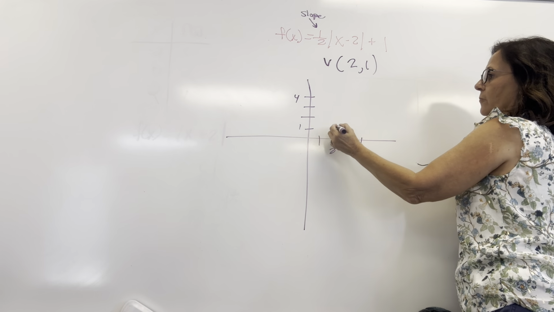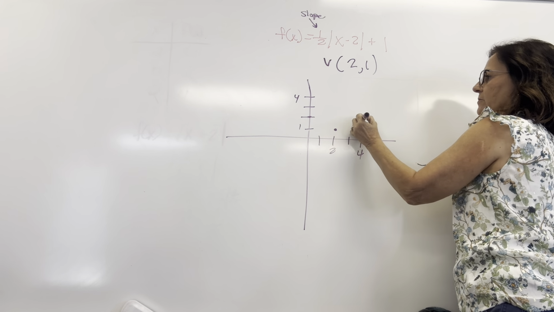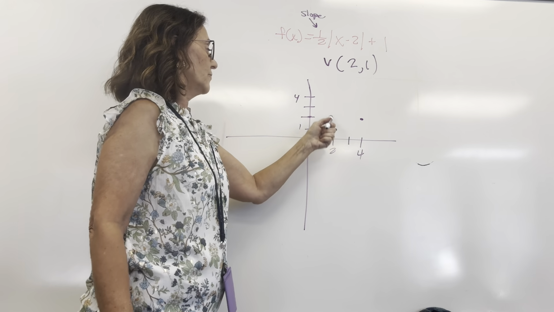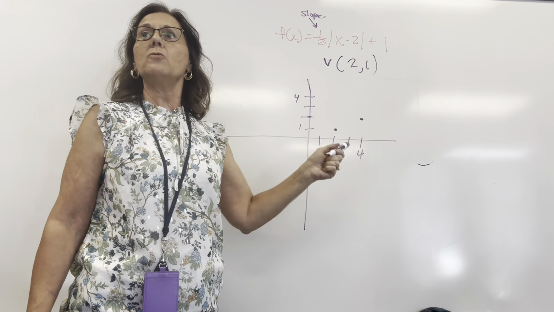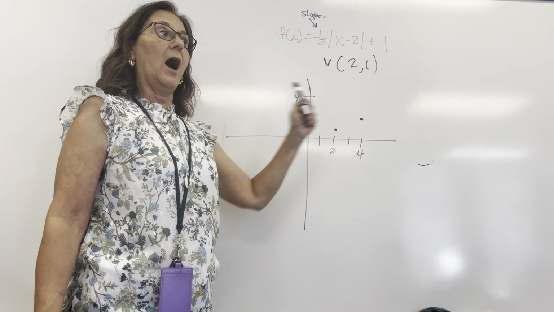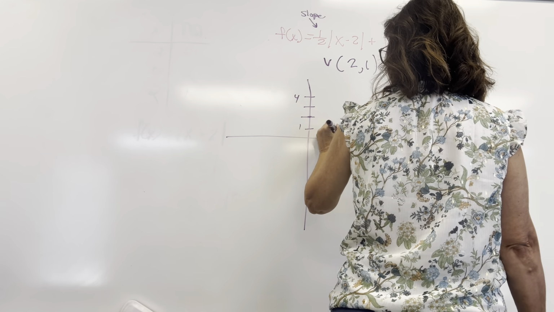All right, so we're going to rise 1 as we run 2. Rise 1 as we run 2. You see that? Rise 1, run 2. I go both sides up on from the vertex. So it's going to be a wider V.